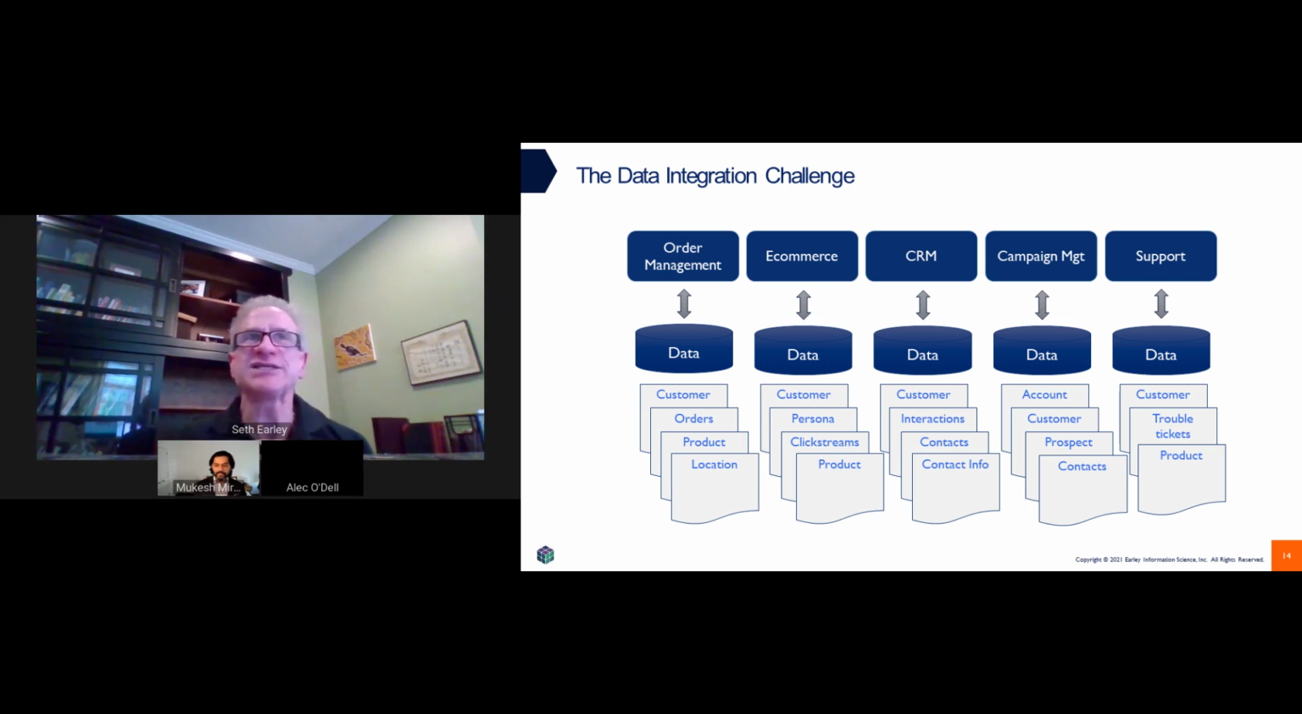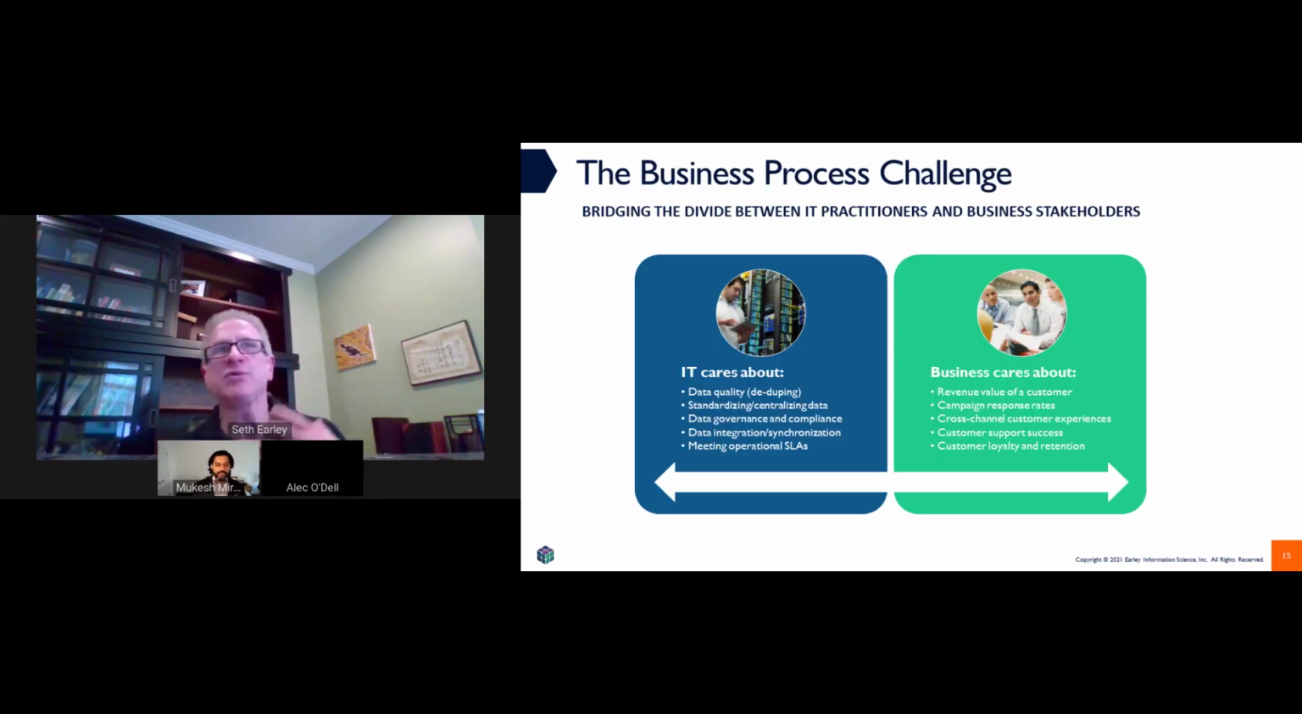But yes, this is really the critical problem, and the critical challenge is resolving and harmonizing this and understanding what these pieces mean. Now, we also have the problem of IT and business stakeholders. I actually just wrote an article about this for Customer Think, which will be coming out soon. But IT cares about data quality and standardization and governance and integration and service levels. And the business has to understand revenue, value of a customer, campaign responses, all of that cross-channel experience, all of the customer support pieces, the loyalty, and so on.